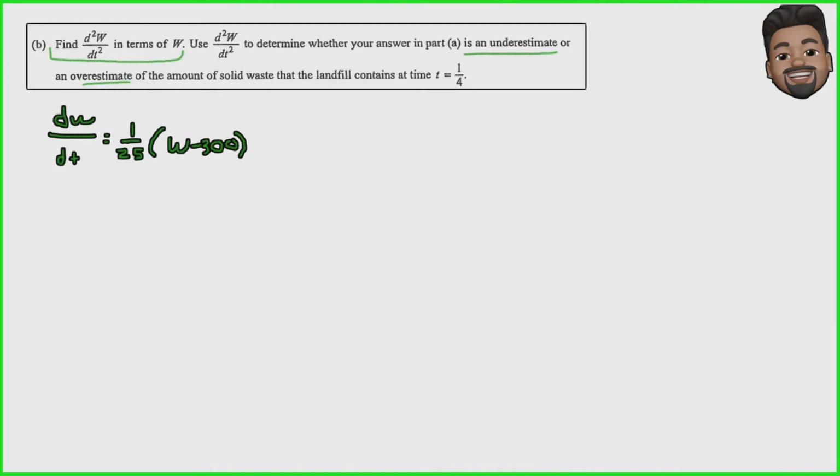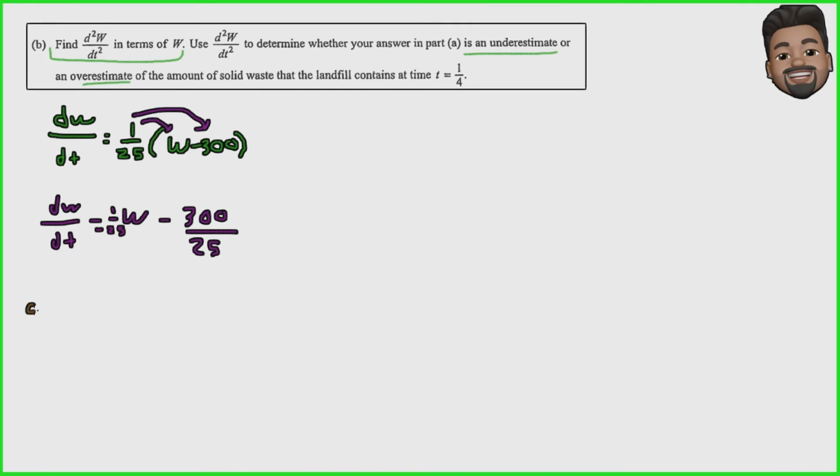Now, me personally, to take the second derivative of this function, I could use the product rule, but I'm just going to distribute the 1 over 25 to both sides. I don't know, for me, that just seems like it's going to be a little bit faster. Okay, I went ahead and distributed the 1 over 25 to both of these. I get 1 over 25 times W minus 300 over 25.